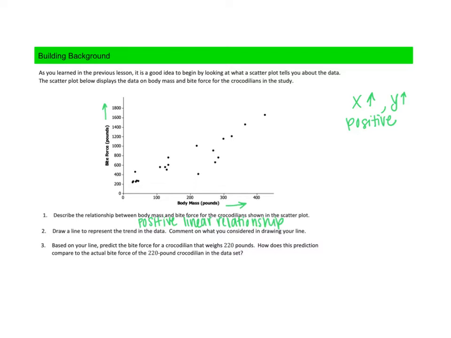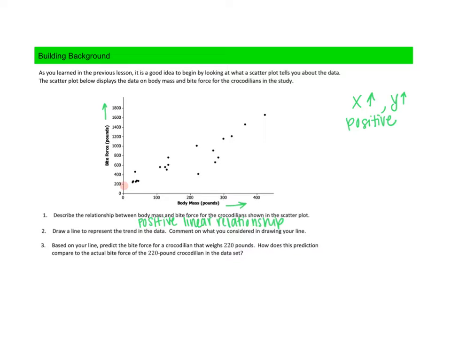Number 2, it says draw a line to represent the trend in the data. Comment on what you considered in drawing your line. So I'm going to draw my line right here. And remember that our strategy is to be as close to as many points as possible. So I'm going to be starting probably at this 200 mark right here. And I'm just going to go straight through most of these points.